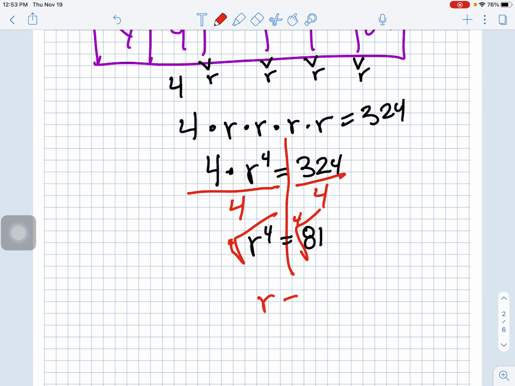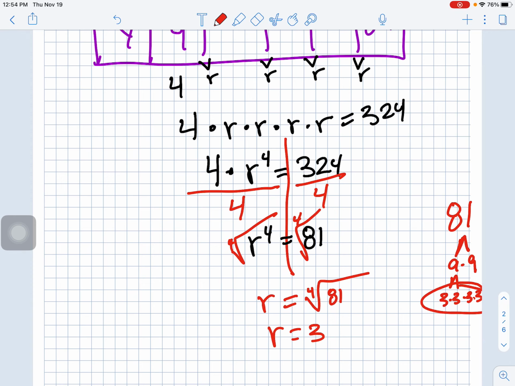So when I do that in my calculator, I'm going to get r equals, and what you plug in your calculator is the fourth root of 81, and that's going to tell you that r equals 3. Basically, it's saying you need to find what number times itself 4 times equals 81. So I know 9 times 9 is 81, the square root of 81. That's two numbers that are the same. But I can also break that down and say, hey, 3 times 3 times 3 times 3 is 81 also, and that's 4 of the same number. So that's the fourth root. So the common ratio in this problem is 3.